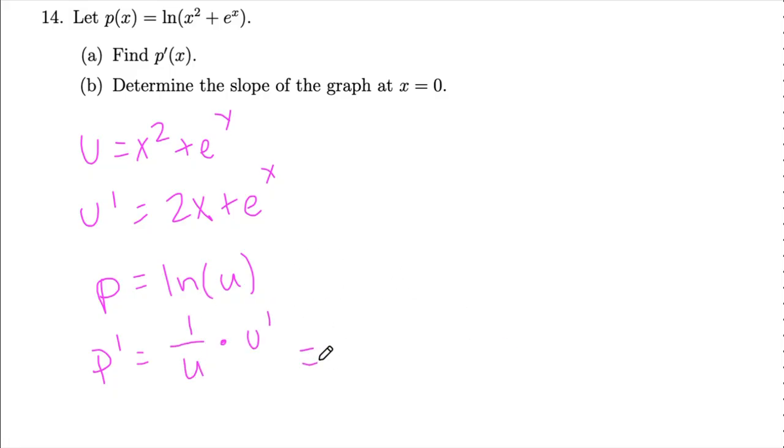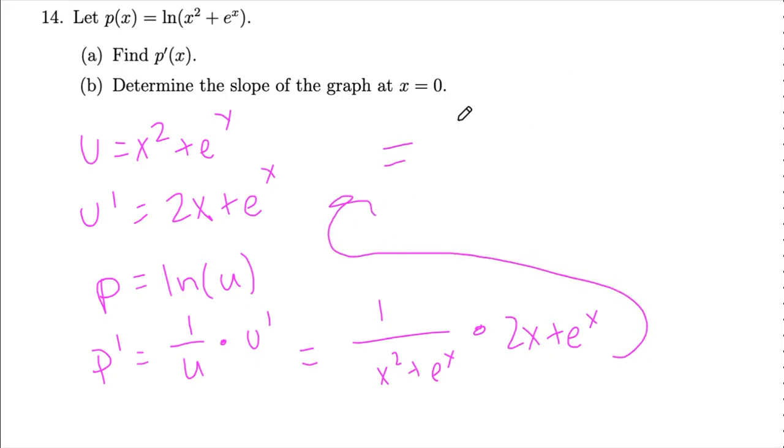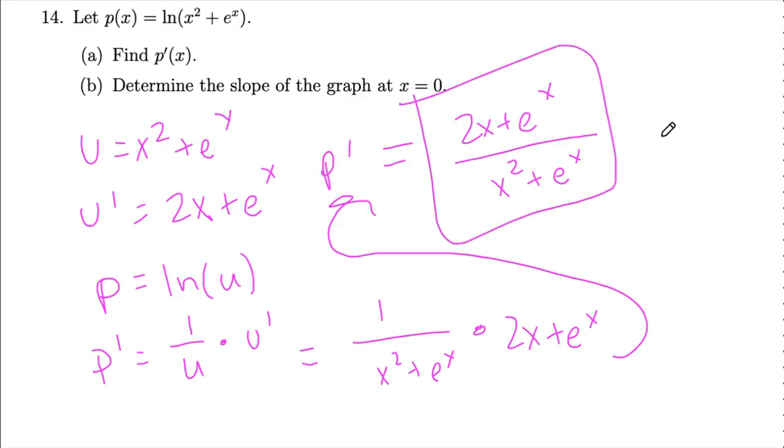Now let's plug back in for u. We would get 1 over x squared plus e to the x times 2x plus e to the x. Cleaning that up and rewriting it, we get 2x plus e to the x over x squared plus e to the x. And again, this is just our p prime. Okay, now let's move on to part B.